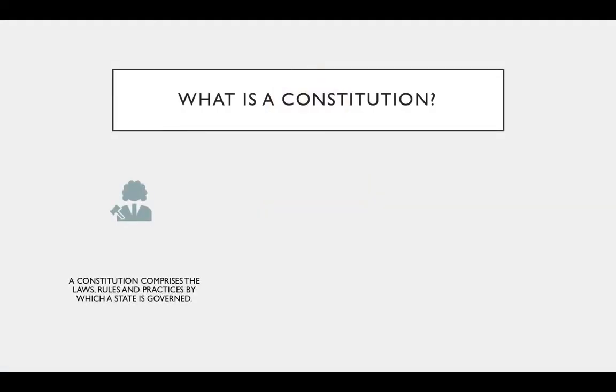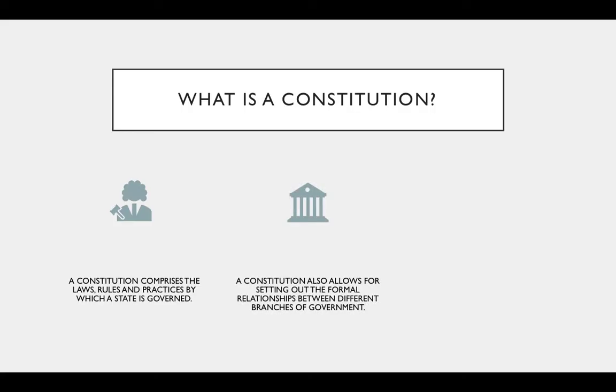A constitution comprises the laws, rules and practices in which a state is governed. A constitution also allows for the setting out of formal relationships between different branches of government. So in most countries we have three branches of government. You will have your executive branch, the legislative branch, and then the judicial branch of government. And they are all responsible for different things and have different kinds of relationships between them.